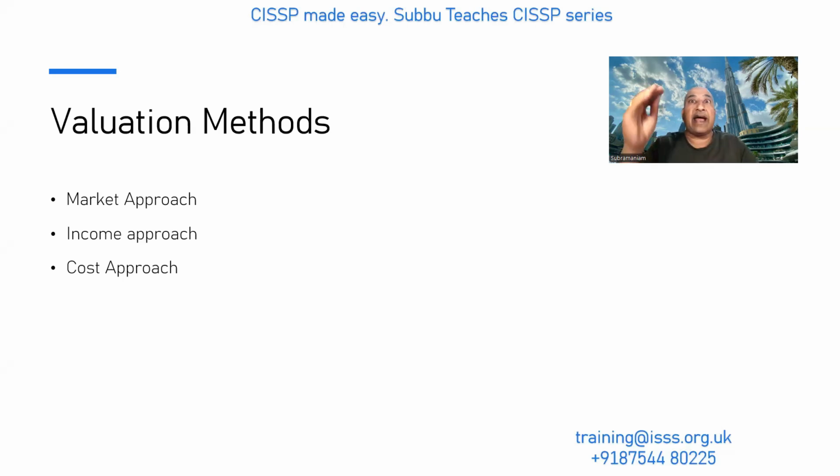And the income approach, we are anticipating the income, which could be generated after a few months or a few years. It might or might not happen. Now, let me tell you a very classic example.